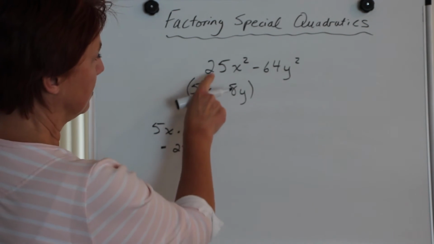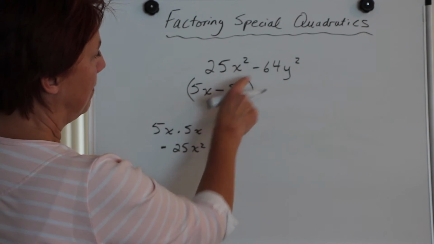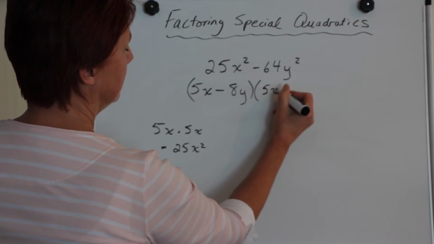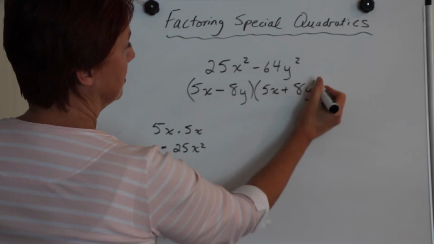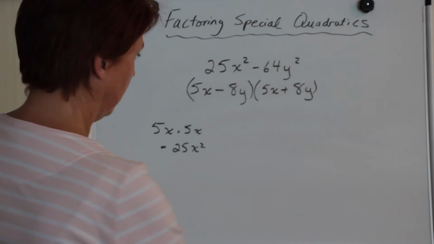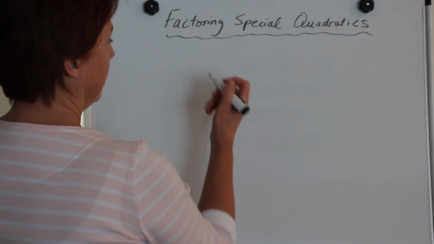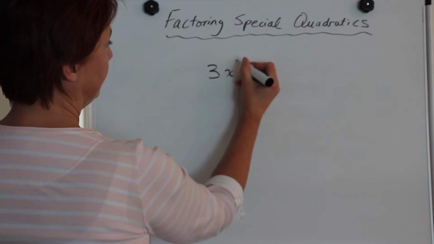So again, the pattern is the square root of the first term minus or plus the square root of the second term, and then we write the same thing again, just with the opposite sign. And that one's done. And this one.